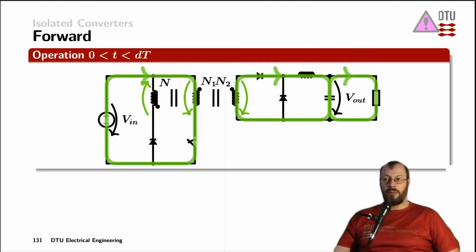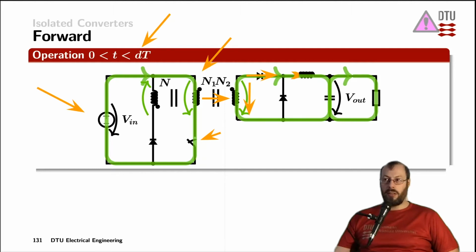During the on time of the switch from 0 until the duty cycle, the primary winding is in parallel with the input voltage source. So we have the full input voltage across the primary winding, short circuited by the switch down here. Through Faraday's law, we couple that voltage over from the dot to the non-dotted ending of the windings, and we have a positive voltage across the secondary winding this way around. That voltage forward biases this diode here.